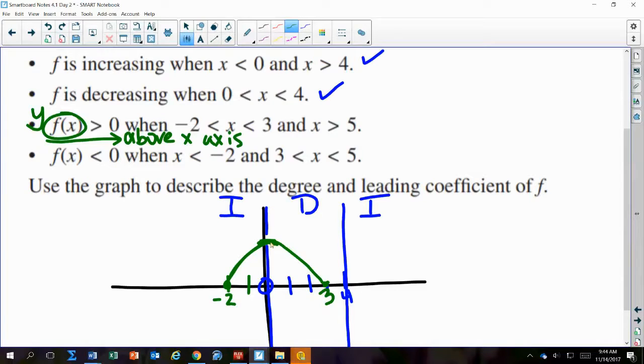Okay. I also have my function above the x-axis when x is bigger than 5. So here's 5, and that region is just increasing. Okay, so it looks something like that.